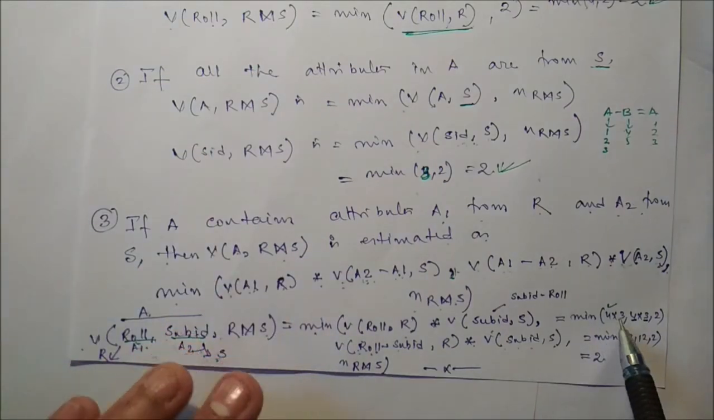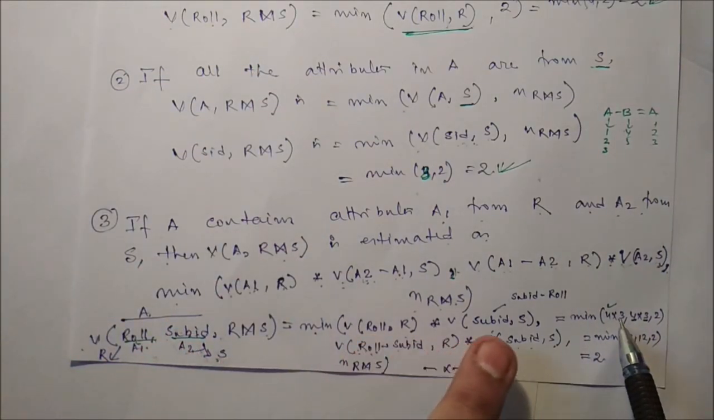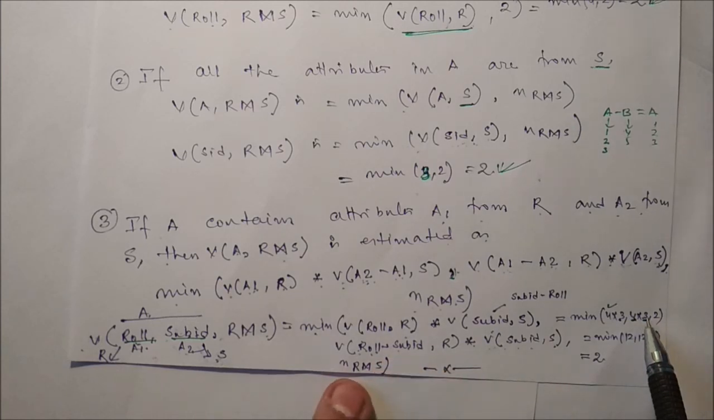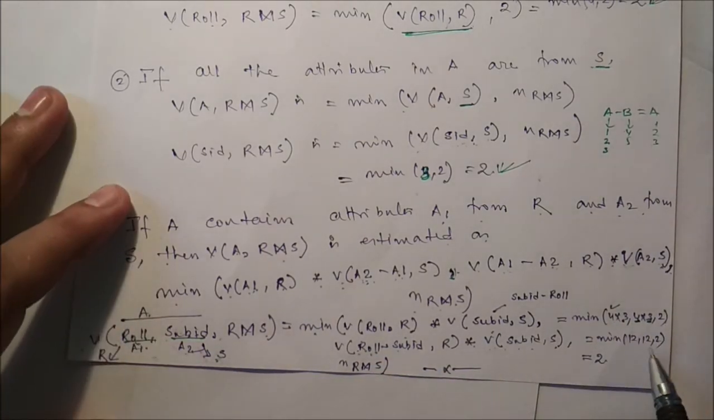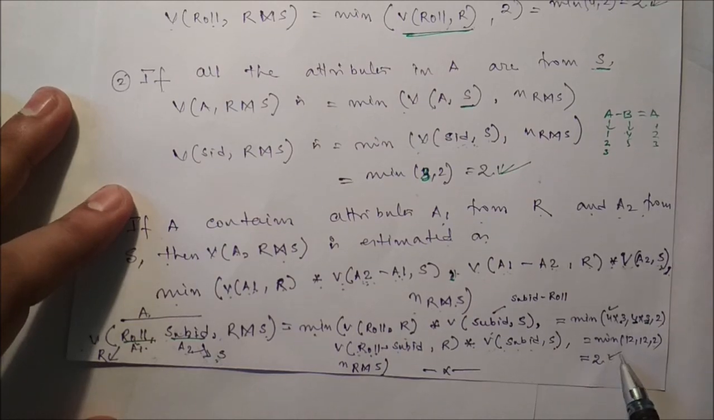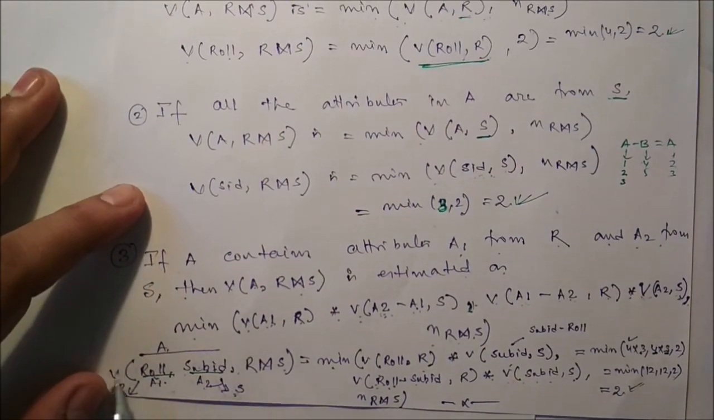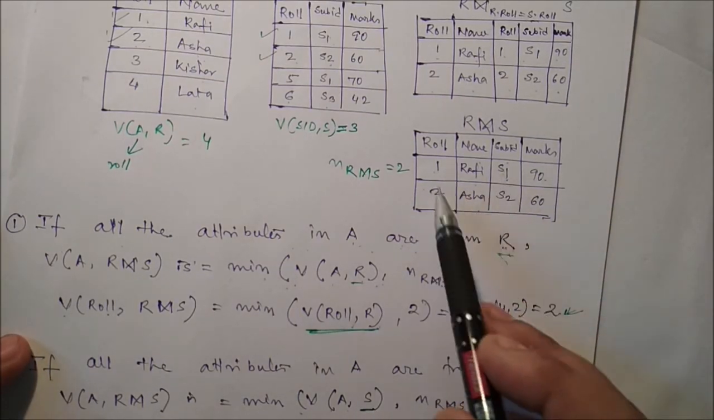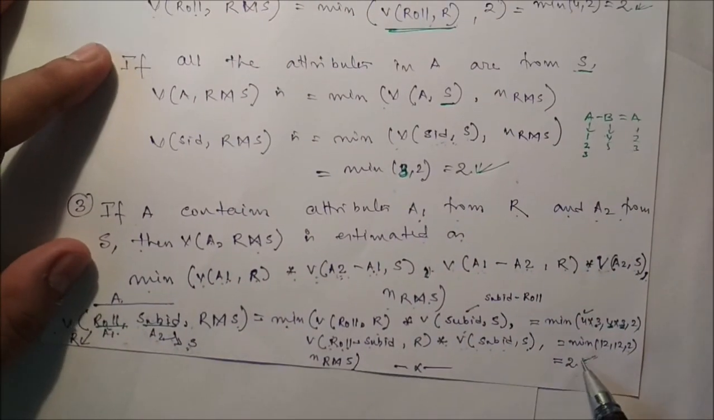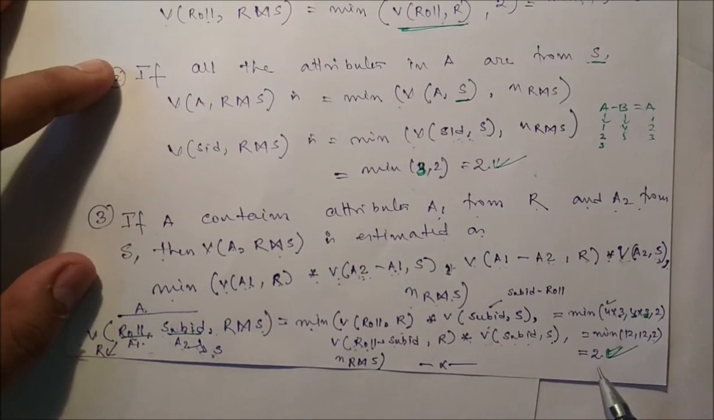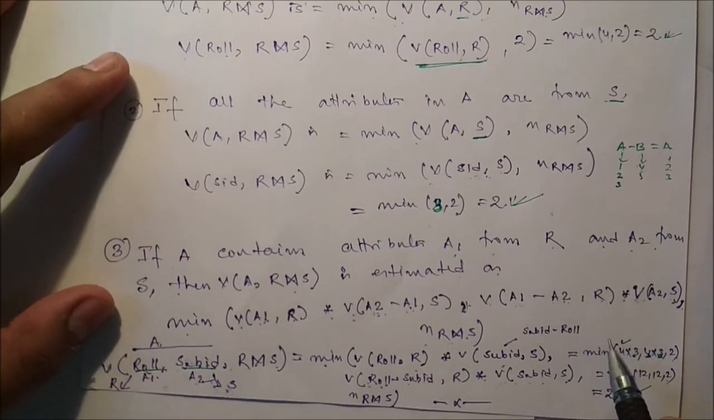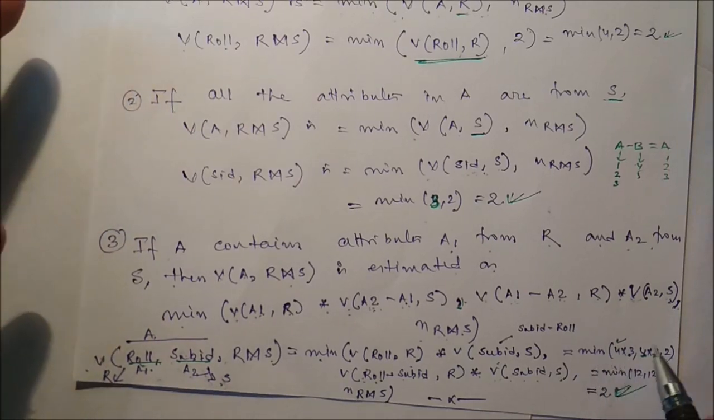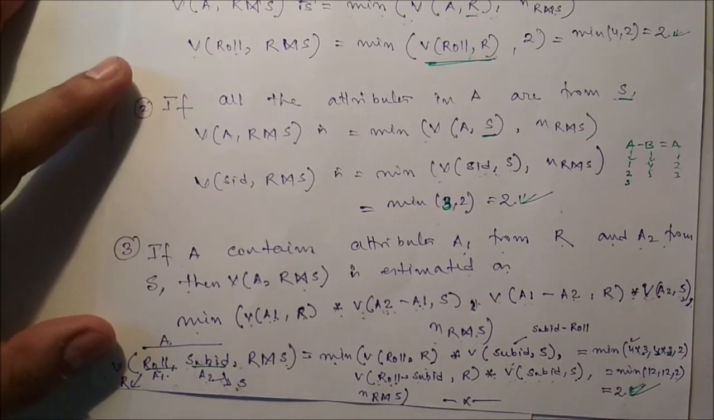So 4 into 3, 4 for this particular one, and 3 for this one, and 2 for the records. So 12, 12, 2. So the minimum is what? 2. So how many distinct roll number and subject ID combinations are there? 1 with S1, 2 with S2. So 2 are there. So that's why the answer is 2. In this way we can estimate the output of various operations, and that is the end of this particular video. Thank you very much.